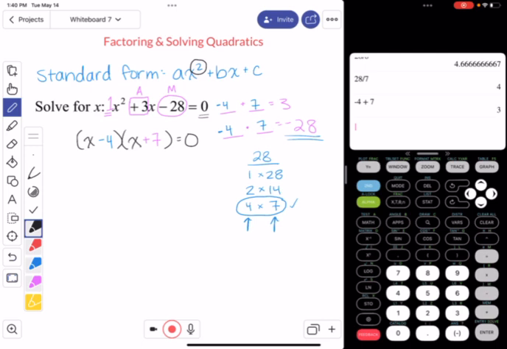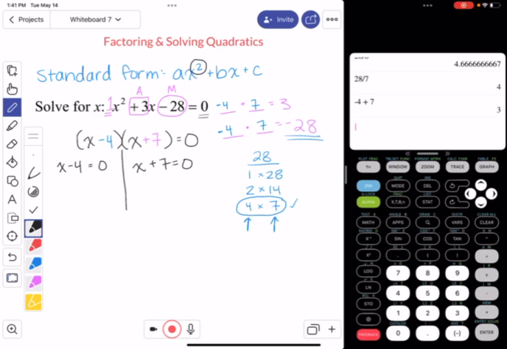If my problem only asked me to factor, I would be done at this step. x minus 4 and x plus 7 are both factors of this expression. But because it asked me to solve, my next step is now to set each one of these factors equal to 0. So x minus 4 equal to 0 and x plus 7 equal to 0. The reason for that is that I want to see what value of x would make one of these factors equal to 0, because if it's being multiplied, then the entire expression would be equal to 0.